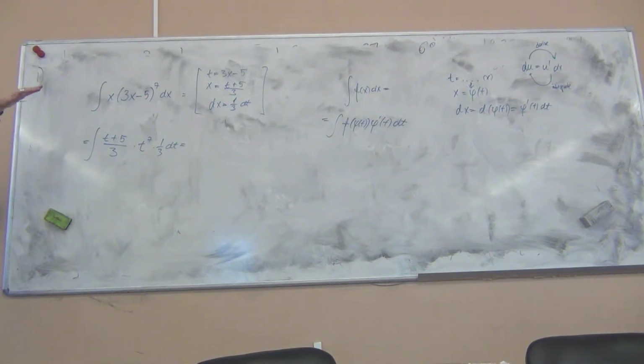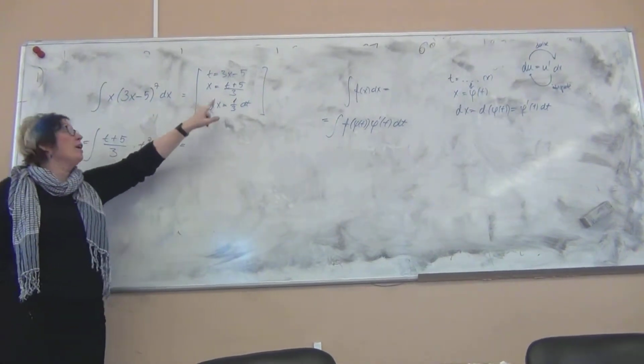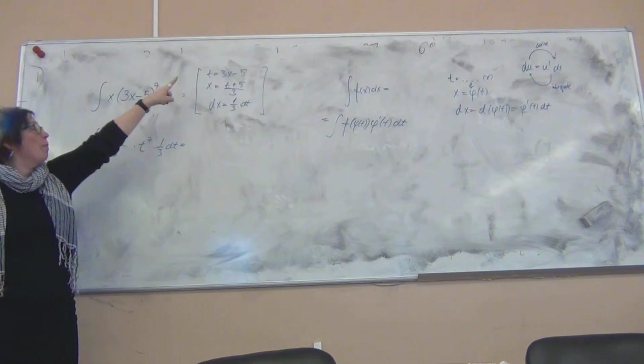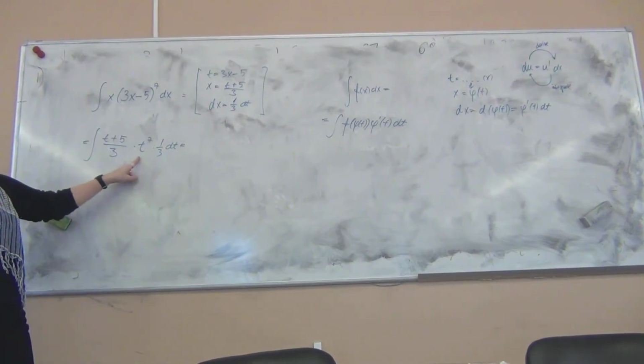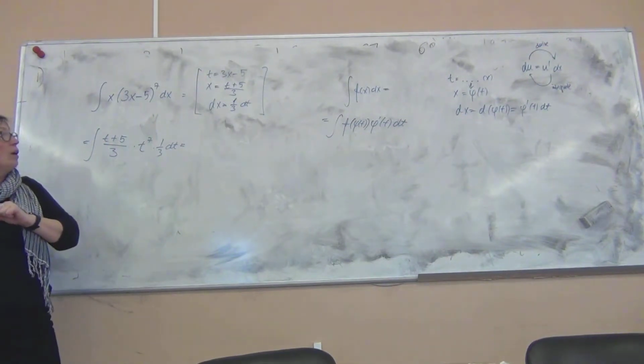Slowly, step by step, we substitute the expressions: x by what we had in terms of t, 3x minus 5 by t, now we have t to the 7th power, dx now is 1/3 dt.